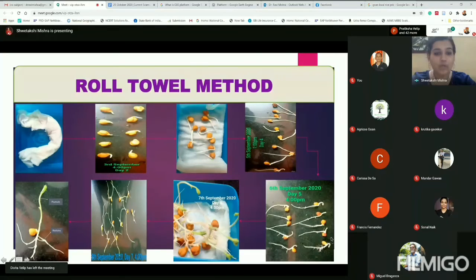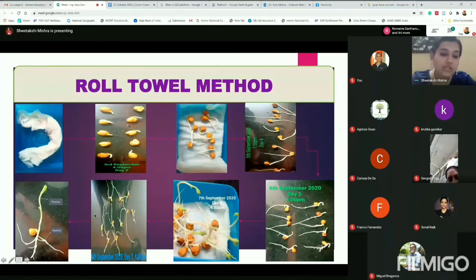And simultaneously, there will be a growth of the plumule taking place. So by day 6 here in the experiment, there will be small leaves which have come out of the seed. And I did this experiment for 7 days. So you can see that by the end of the 7th day, I could see a radicle, which is the root system, and the plumule, which was the shoot part of the plant, have emerged. So this is a roll towel method.